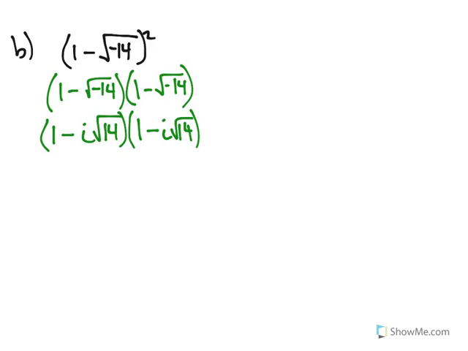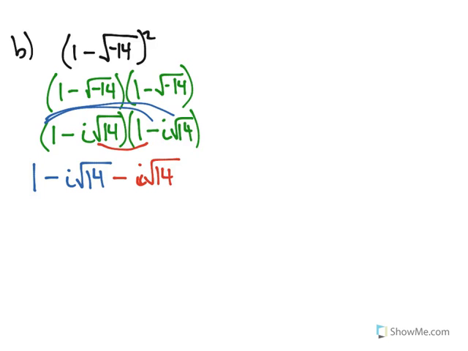Foil it out. So the first part I get 1, and I get a minus i square root of 14. For the inside, I get a minus i square root of 14 and a positive i squared and a square root of 14 squared. So everything's being squared when you multiply that last part.